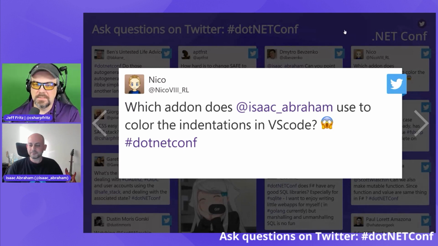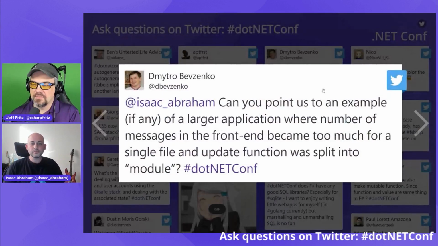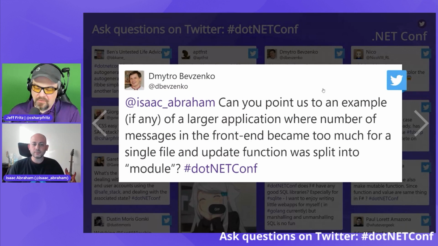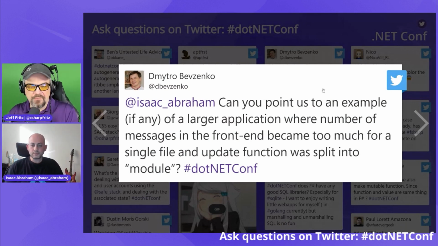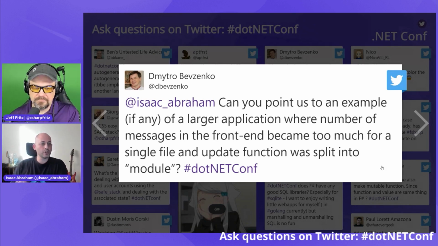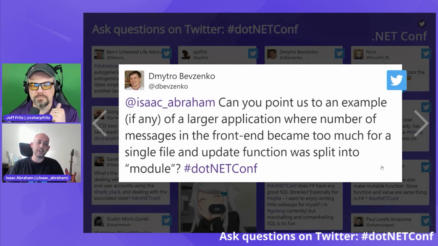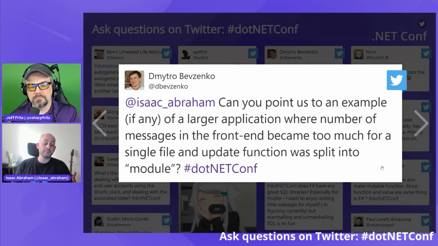Absolutely. Yeah. Dimitro has a question for us. Can you point to an example of a larger application where the number of messages in the front end became too much for a single file and the update function was split into a module? Absolutely. The example app I showed you, the safe search with the property searching, that's online. I'll send the GitHub repo onto the .NET Conf hashtag, and you can have a look through that as well and see how we've done it. But there are plenty of apps on that. The Safe Docs website that I showed earlier will also have a number of applications there that are multi-page, so you can see how to do it there.